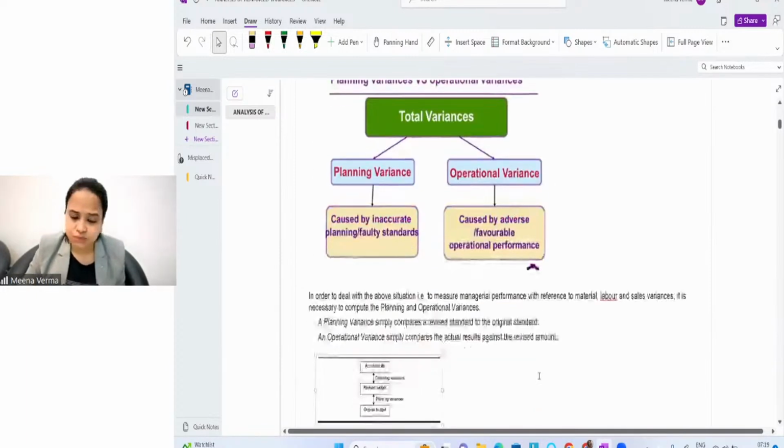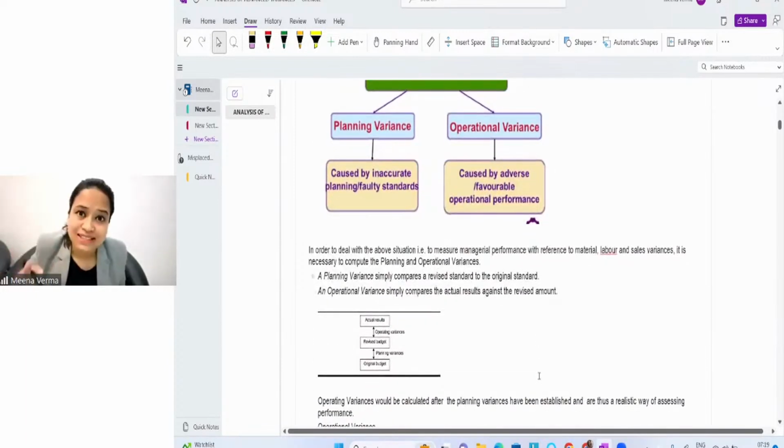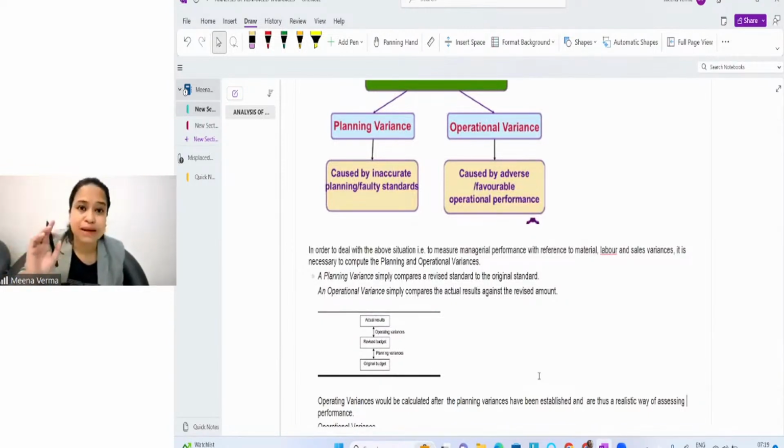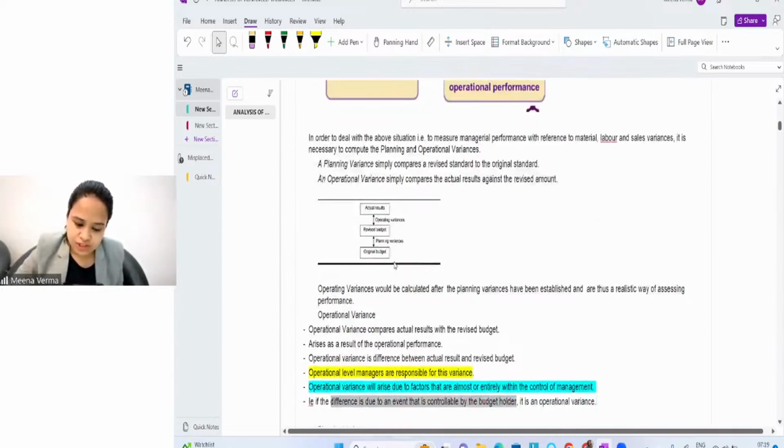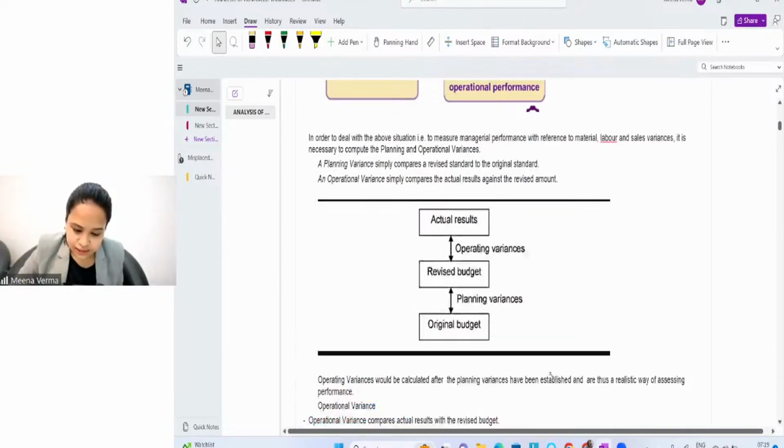All right, this is the question now. See, just remember, these are the advanced variations which we are studying. We have already studied the basic variations like variation in material, labor, overheads, sales variation. We have already studied those variations, but these are advanced variations. Now planning variation and operational variation are actually related to these things.